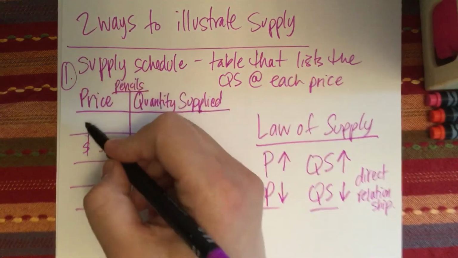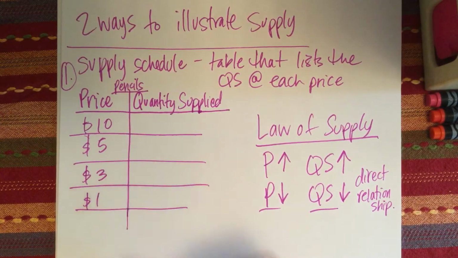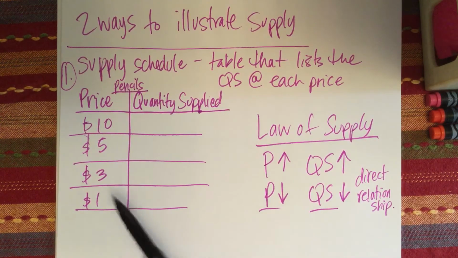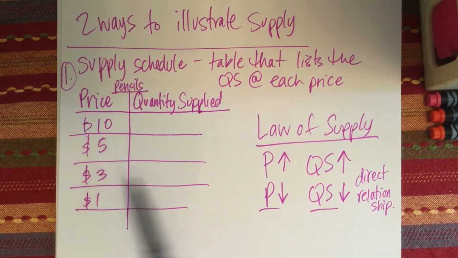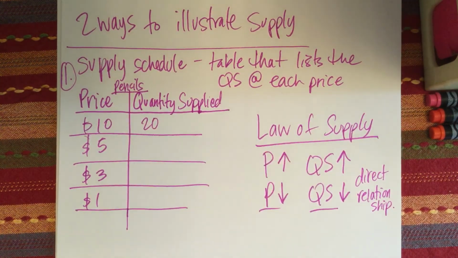We'll put a few prices that would prevail in the market. If the price of pencils were $10 a package, well, I'd put more out on the shelf. So I'd probably supply, we'll just say 20 units, hypothetically. We'll put 20 packages out on the shelf for sale.